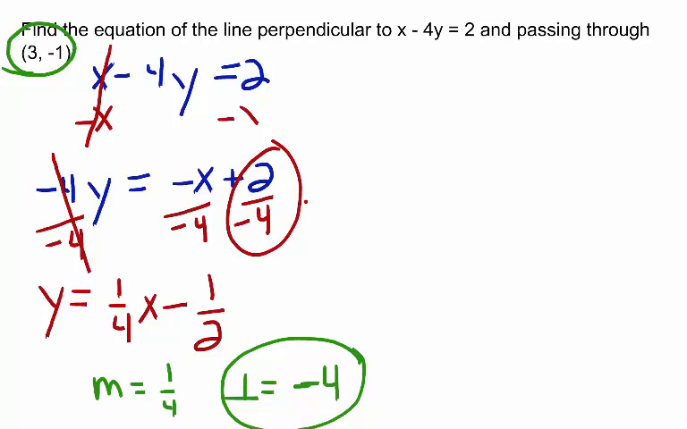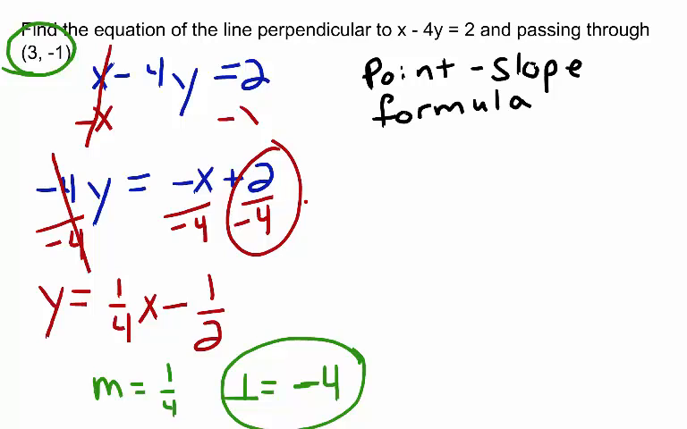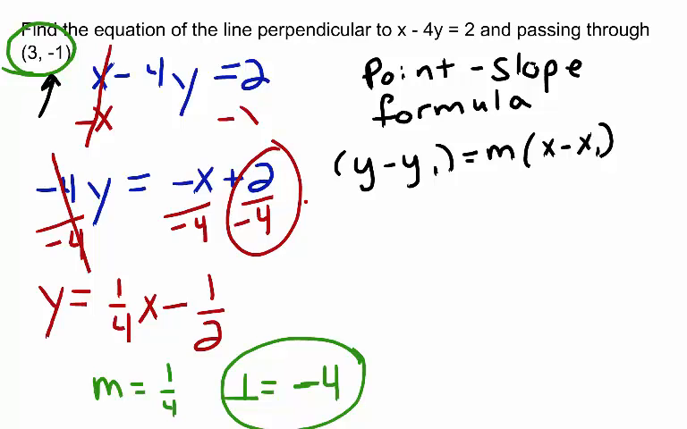To do this, I'll use the point-slope formula, which says y minus y1 equals m times x minus x1, where y1 is the y-coordinate in our pair of points, m is our new slope, and x1 is our x-coordinate in our ordered pair. Let's plug these values in.